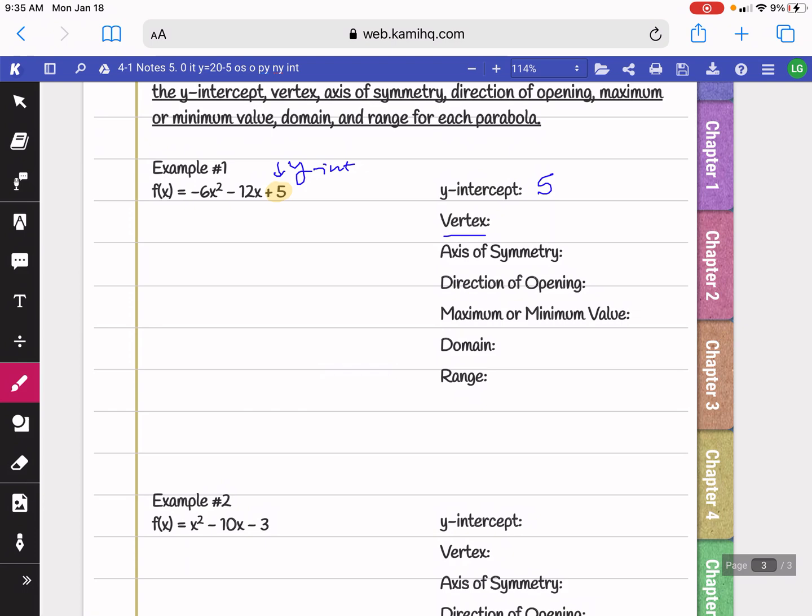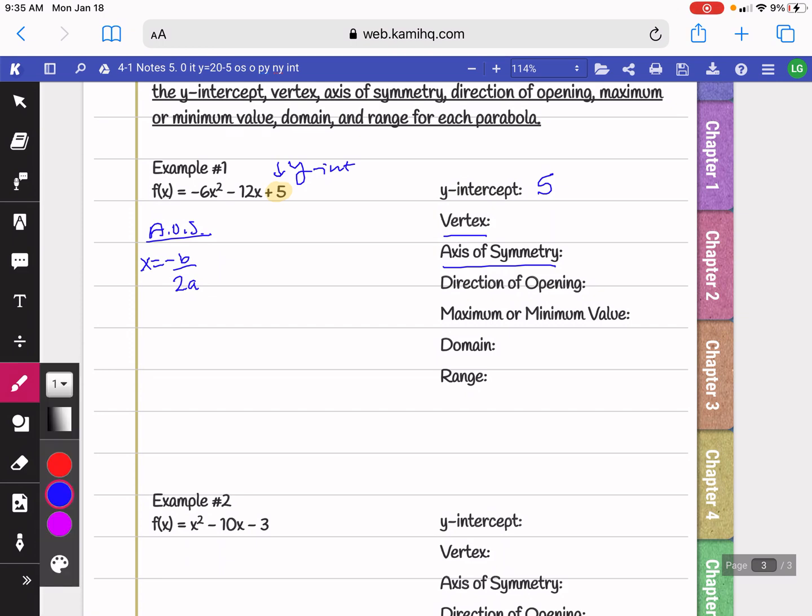Now we want to find our vertex. We need to use the formula for the axis of symmetry. So again, the formula for axis of symmetry is x equals negative b over 2a. So I'm going to go ahead and label a, b, and c in my formula. So here my a is negative 6, my b is negative 12, and my c is 5. So I'm going to plug in.